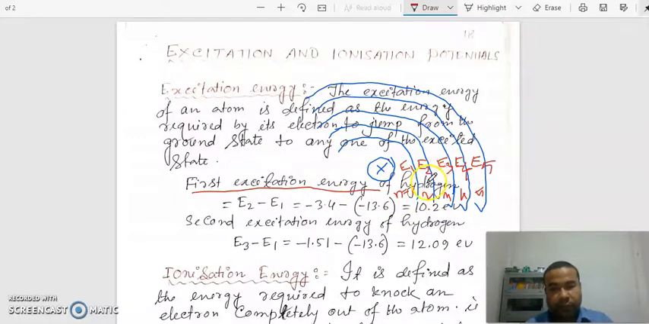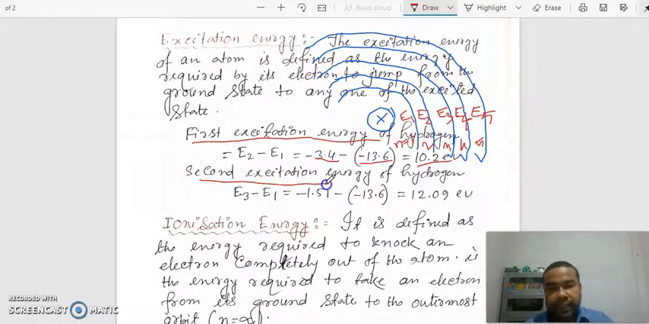As we know, the value of the first orbit, called the ground state, is minus 13.6 electron volt, and the first excited state or second orbit energy is minus 3.4 electron volt. If you take the difference of higher energy and lower energy, that will be 10.2 electron volt. So this much energy is required by the electron to go from the first orbit or ground state to the first excited state or second orbit.